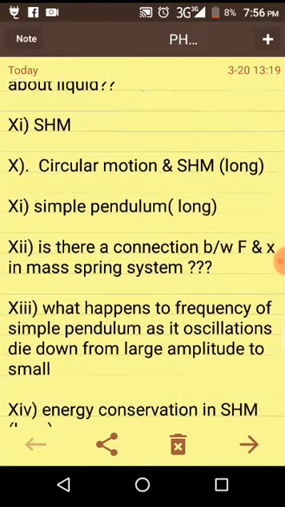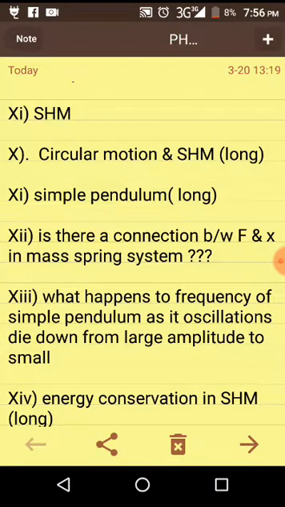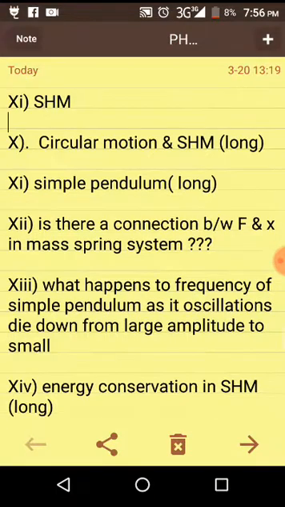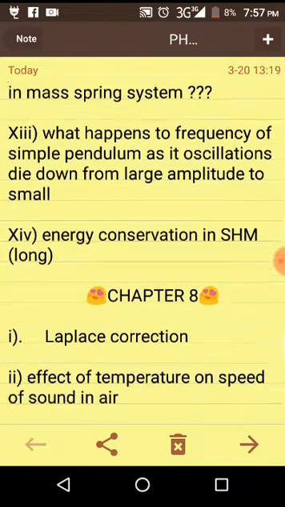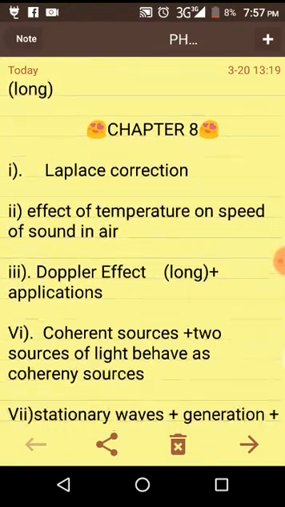Then there is question number 9, simple harmonic motion. Question 10, circular motion and simple harmonic motion, which is a long question. Number 11, simple pendulum. It is also a long question. Question number 12, is there a connection between force and displacement in mass spring system? Question number 13, what happens to frequency of simple pendulum as its oscillations die down from large amplitude to small? Then there is question number 14, energy conservation in simple harmonic motion. Long question from last year 2019 paper. Then there is chapter number 8.